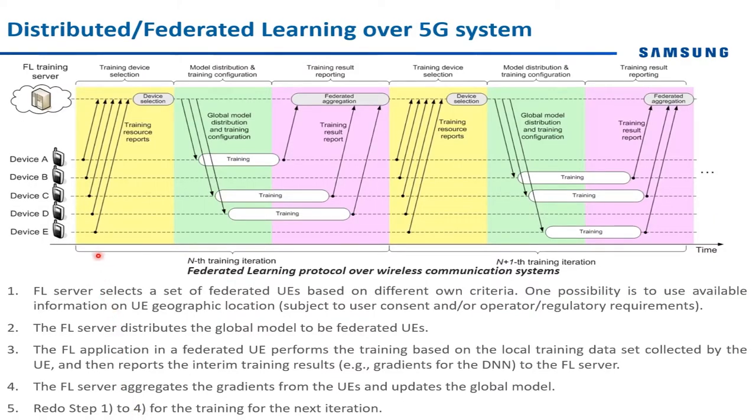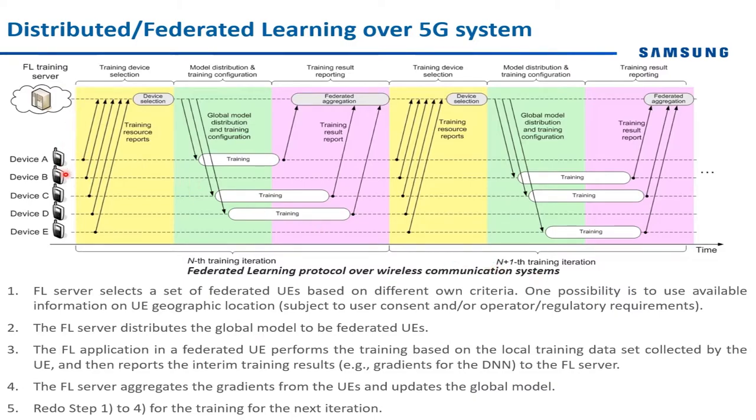This slide captures the entire federated learning process over the 5G system in the form of a federated learning protocol. Now, in this entire system, there is a set of federated UEs which take part in the federated learning process, and the federated learning training server has to pick devices. We are showing two iterations, the nth training iteration and the n plus one training iteration. There are certain processes that happen in the nth training iteration and certain other processes that happen in the n plus one training iteration.